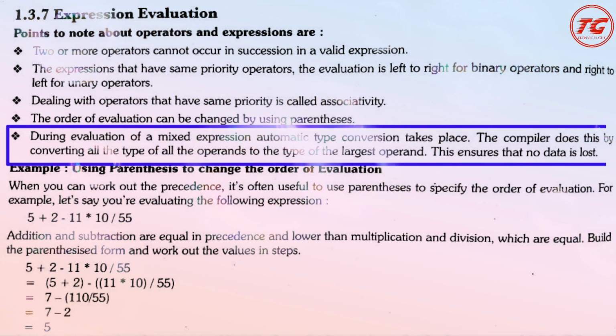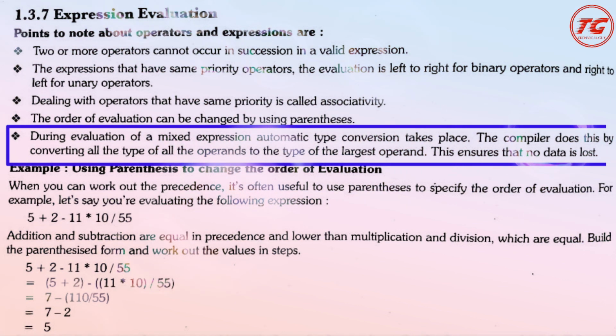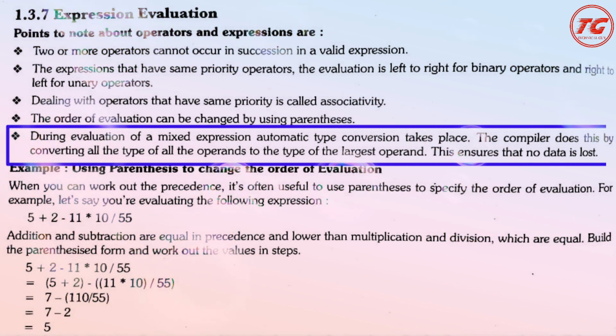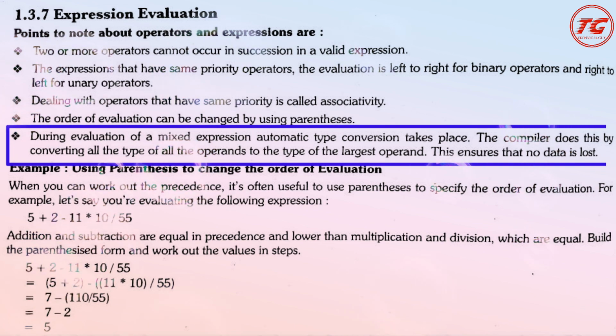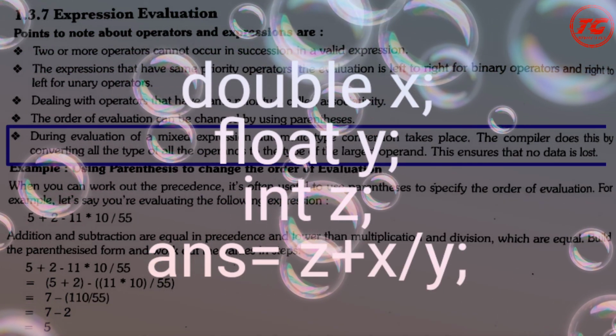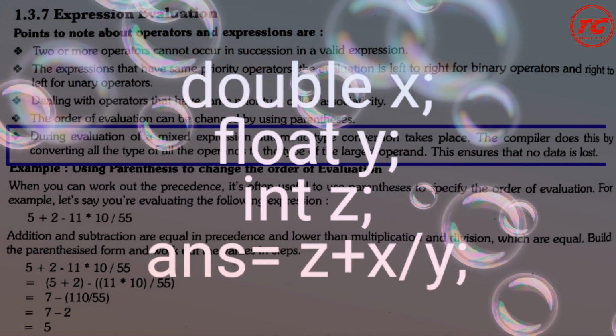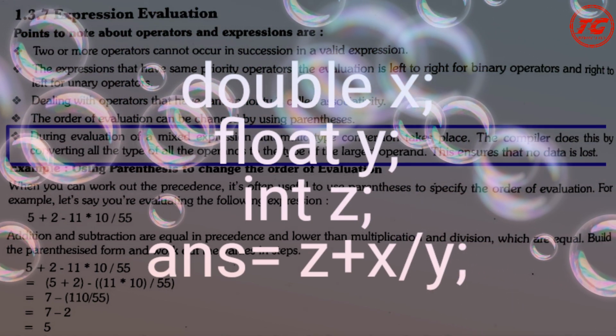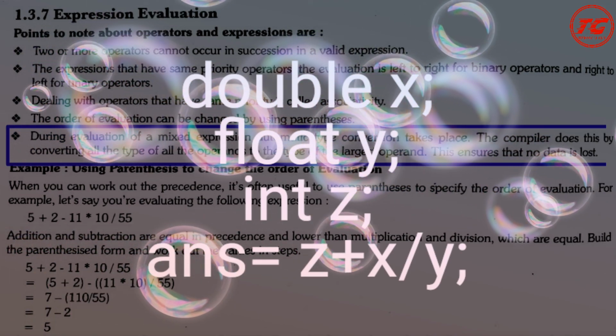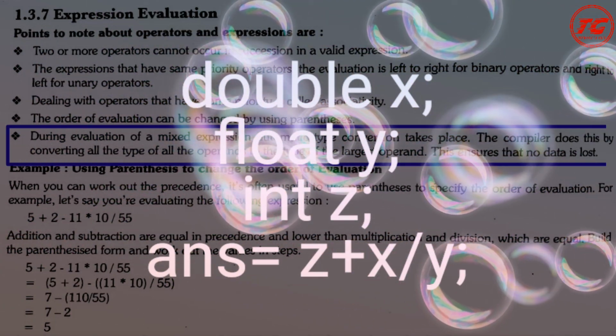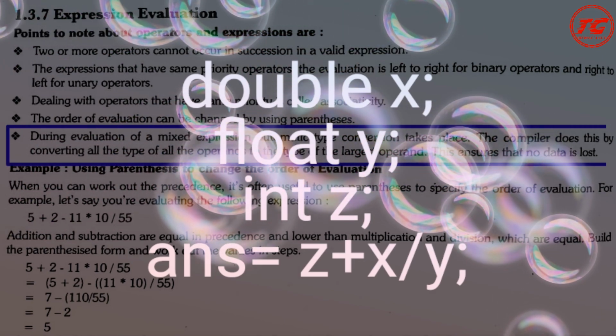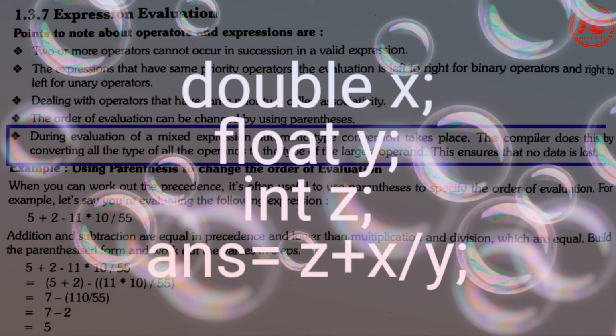Next, during evaluation of a mixed expression, automatic type conversion takes place. The compiler does this by converting the data types of all the operands to the largest operand type. This ensures that no data is lost. A mixed expression is an expression in which variables of different data types are used, for example integer, float, double. Such an expression is called a mixed expression.